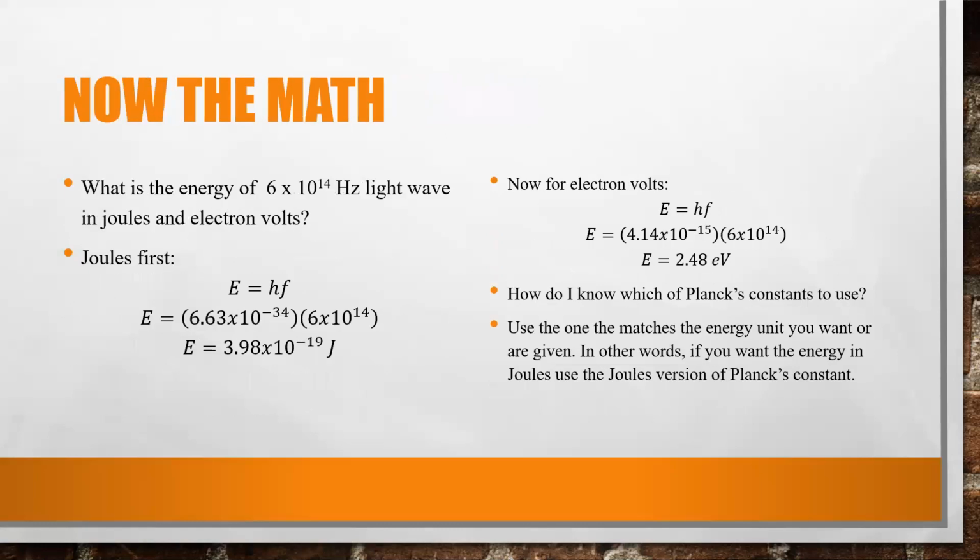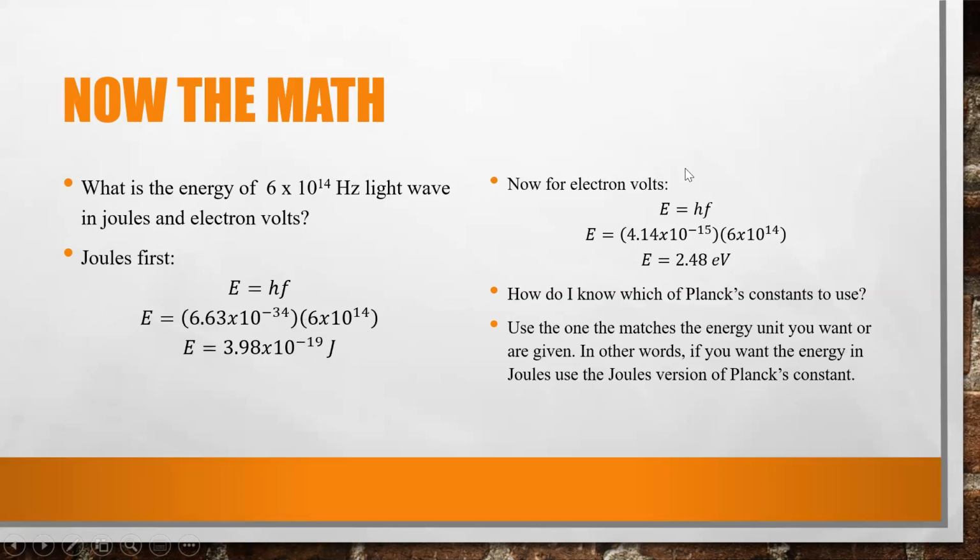So let's get into the math. If we have a wave that has a frequency of 6 times 10 to the 14th hertz, and I want to find its energy in both joules and electron volts so I can compare the two, I'm simply going to take E equals hf for both cases. The only thing that's going to be different is which version of Planck's constant that I use. And in this first case, I'm going to use the joules version of Planck's constant times the frequency to get that the energy of that photon is 3.98 times 10 to the negative 19 joules. So you can see it's really, really small.